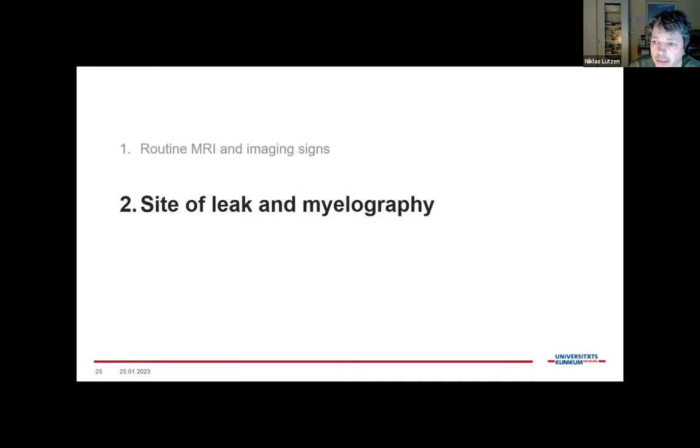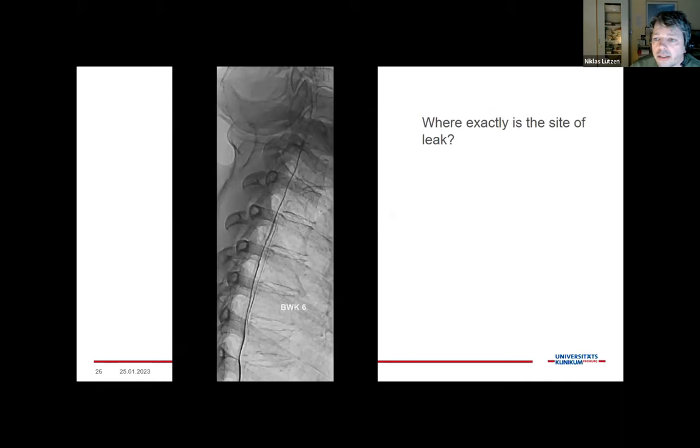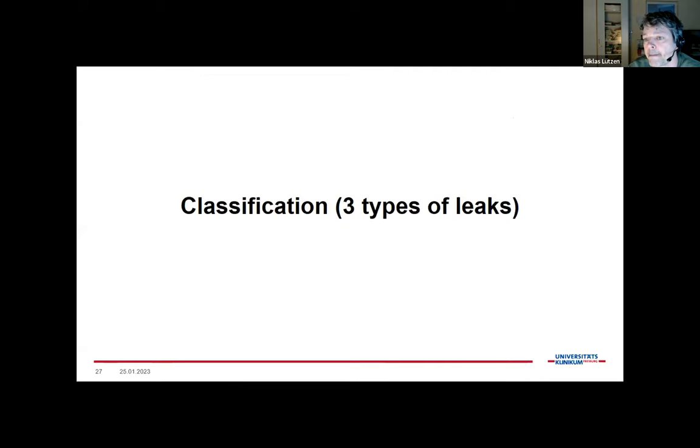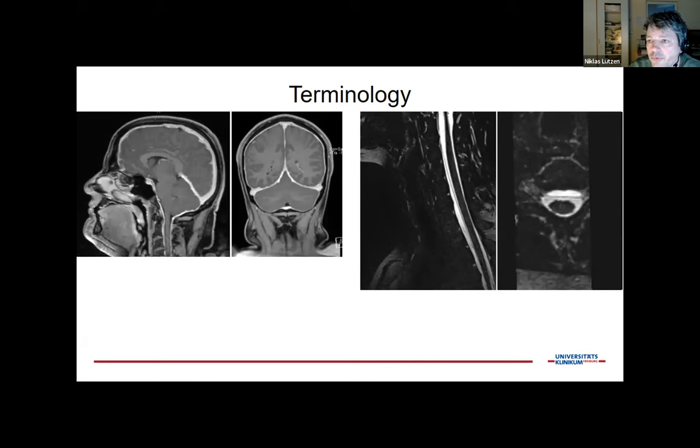Okay, this was the first part. The next part is all about the question, where exactly is the site of leak? And therefore, we need myelography techniques. As Christian already said, you can divide three types in SIH patients. And I think it's really helpful to use a certain terminology to understand these three types.